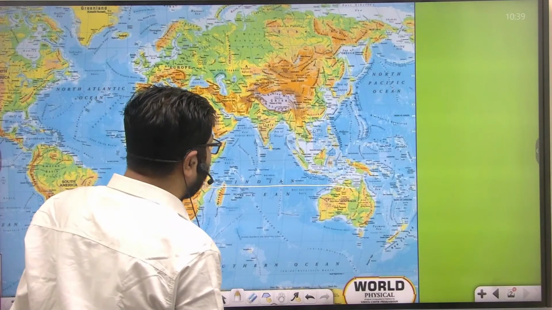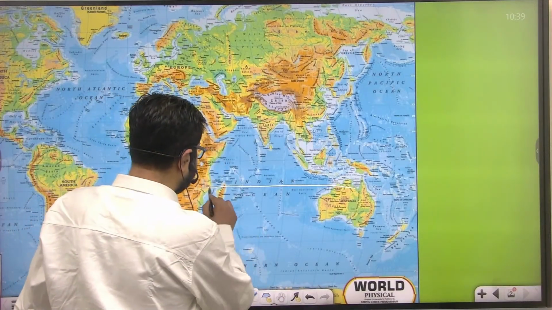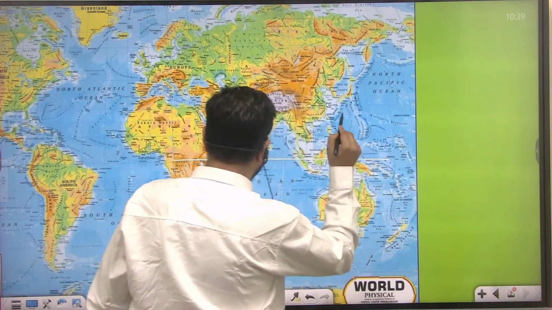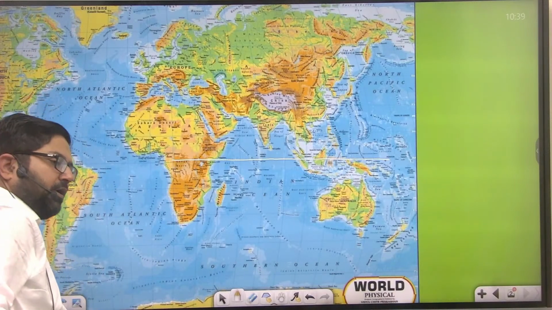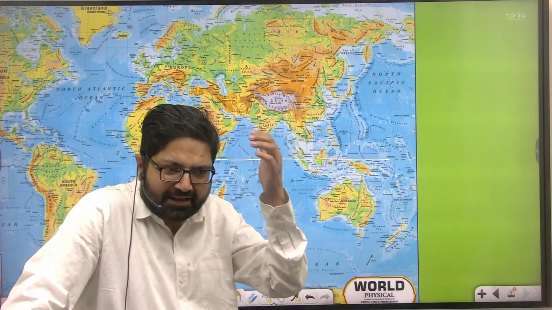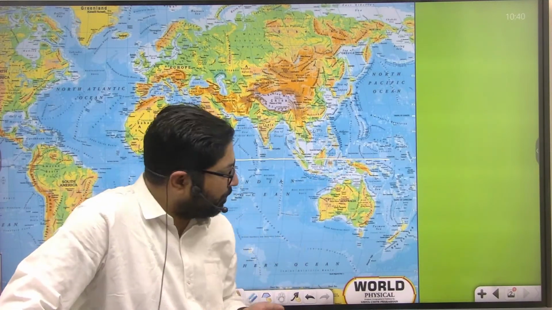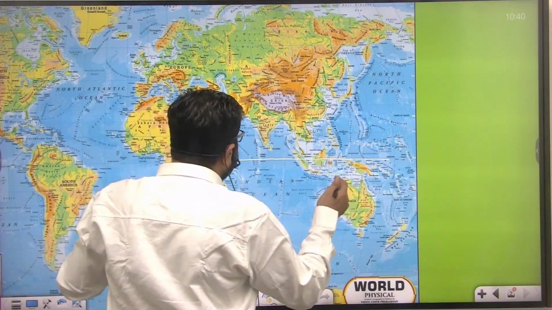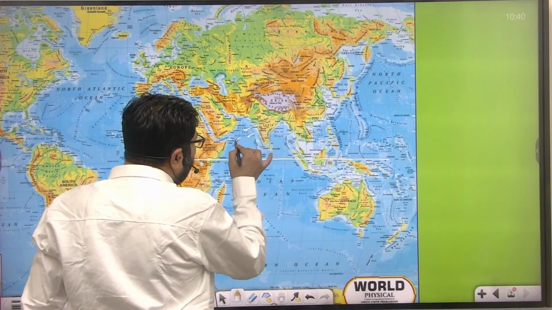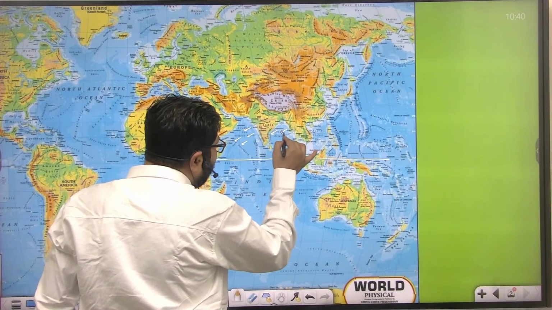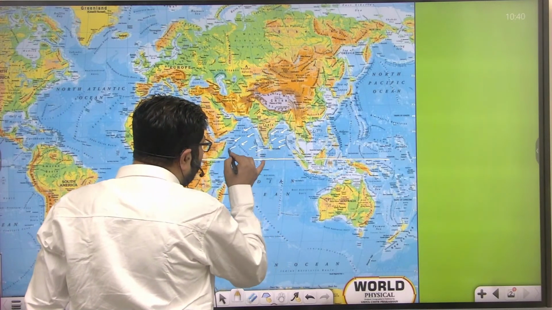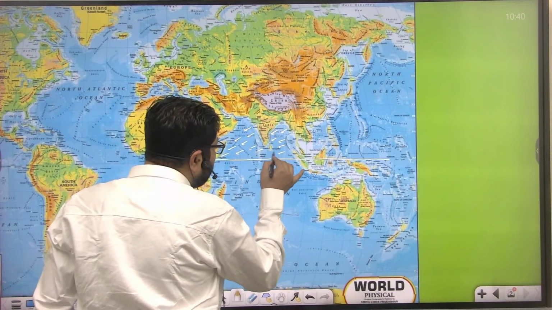It is under the impact of, sorry, this is not equator. Equator is this. This is equator. North Indian Ocean is, during winters, under the influence of northeast monsoon. In accordance to the northeast monsoon, the surface water also moves from northeast to southwest in Bay of Bengal and Arabian Sea.